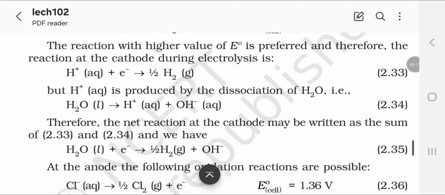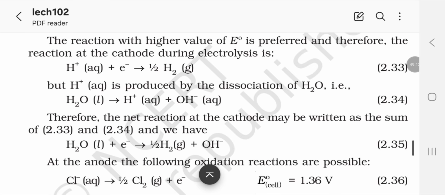But H+ is produced by the dissociation of water, that is, water in liquid form gives H+ aqueous plus OH- aqueous. Therefore, the net reaction at the cathode may be written as the sum of 2.33 and 2.34, and we have H2O liquid plus electron gives half H2 gas plus OH-.